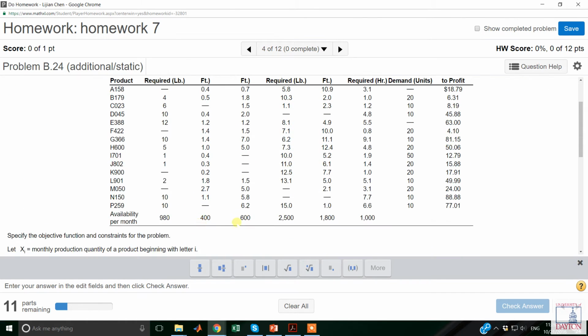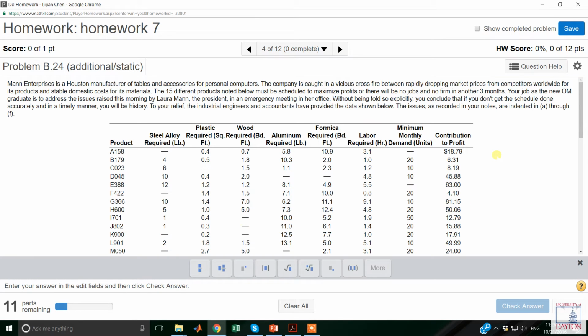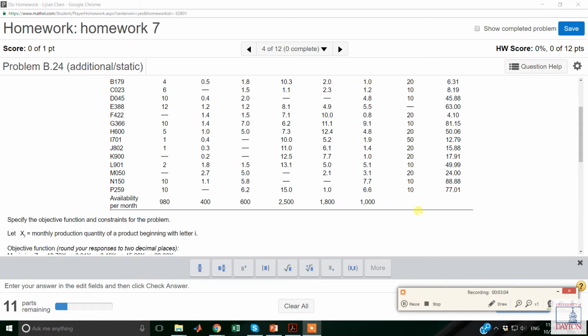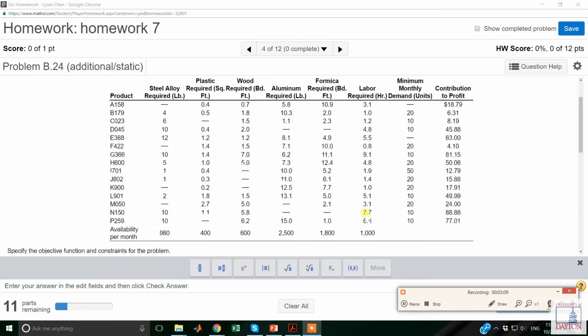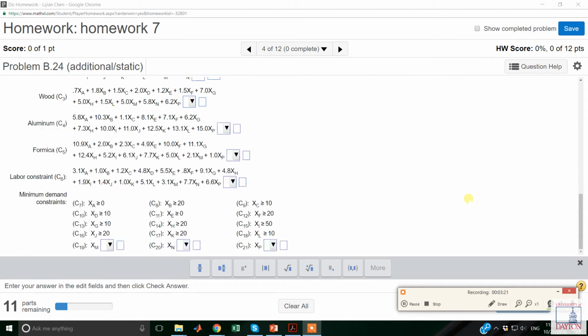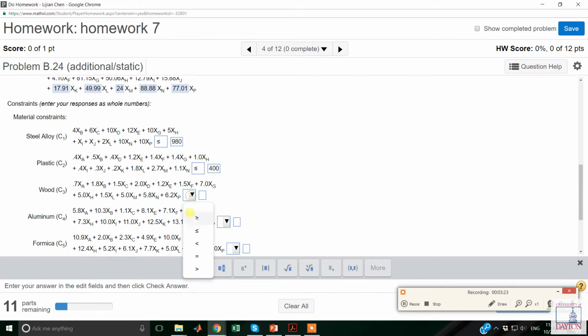It says here we can have, look here, M, N, and P. If you look at the number right here, it's M, N, and P. And here is a minimum requirement by U.S. regulations, maybe government regulations. This is 20, this is 10, and this is 10. So let me put it in. This must be less than or equal to.